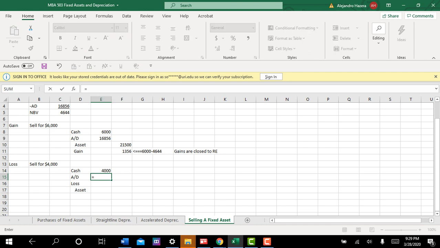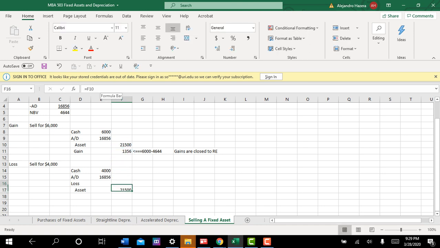The accumulated depreciation, I want you to notice that the debit to accumulated depreciation doesn't change. The credit to the asset account doesn't change. The only thing that will change is the cash, which is what you get. It doesn't matter how much you sell it for, you're still writing off the same amount, assuming different scenarios. Doesn't matter if you sell for 6,000 or for 4,000. You're going to write off the same amount of accumulated depreciation, and the same amount of the asset account.